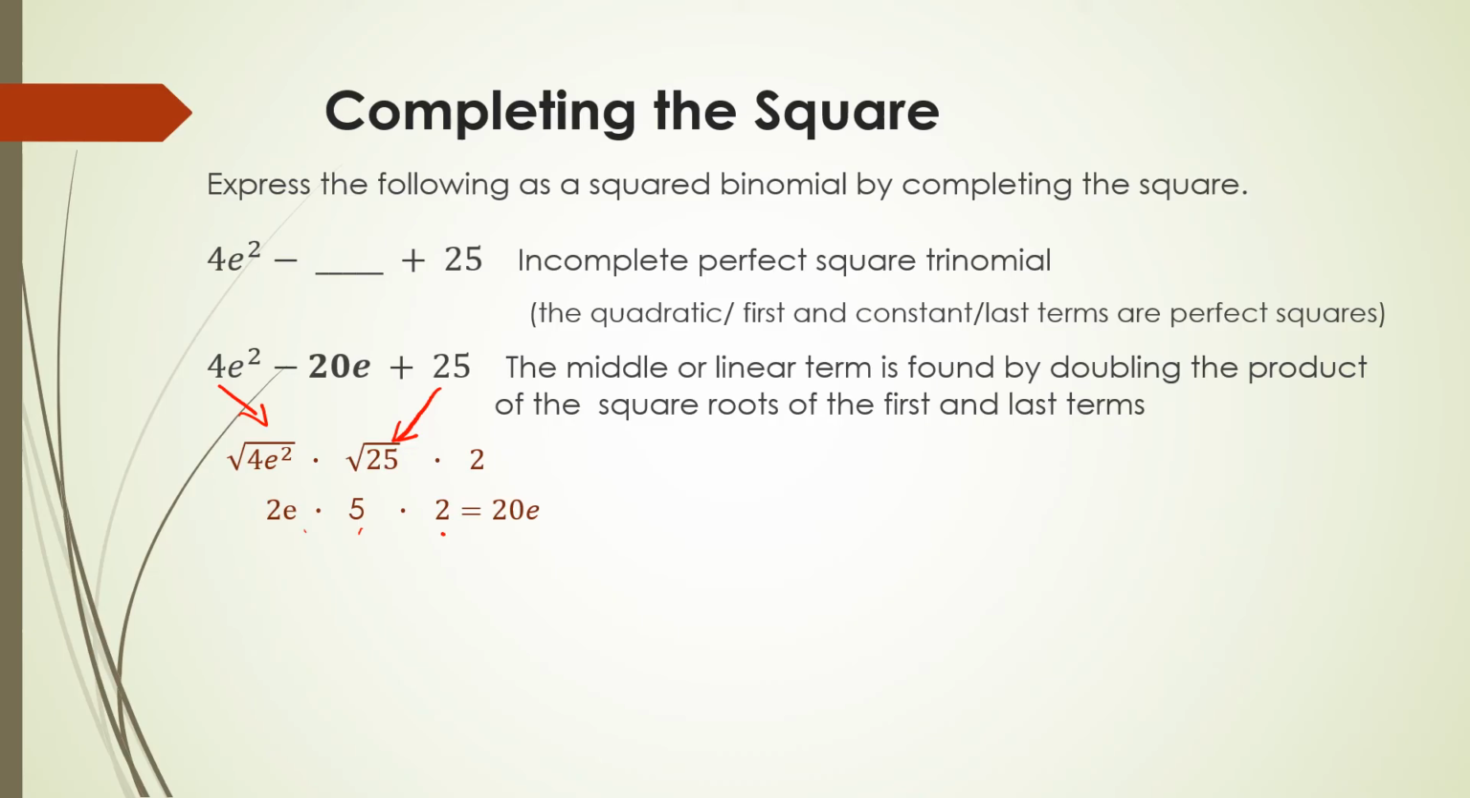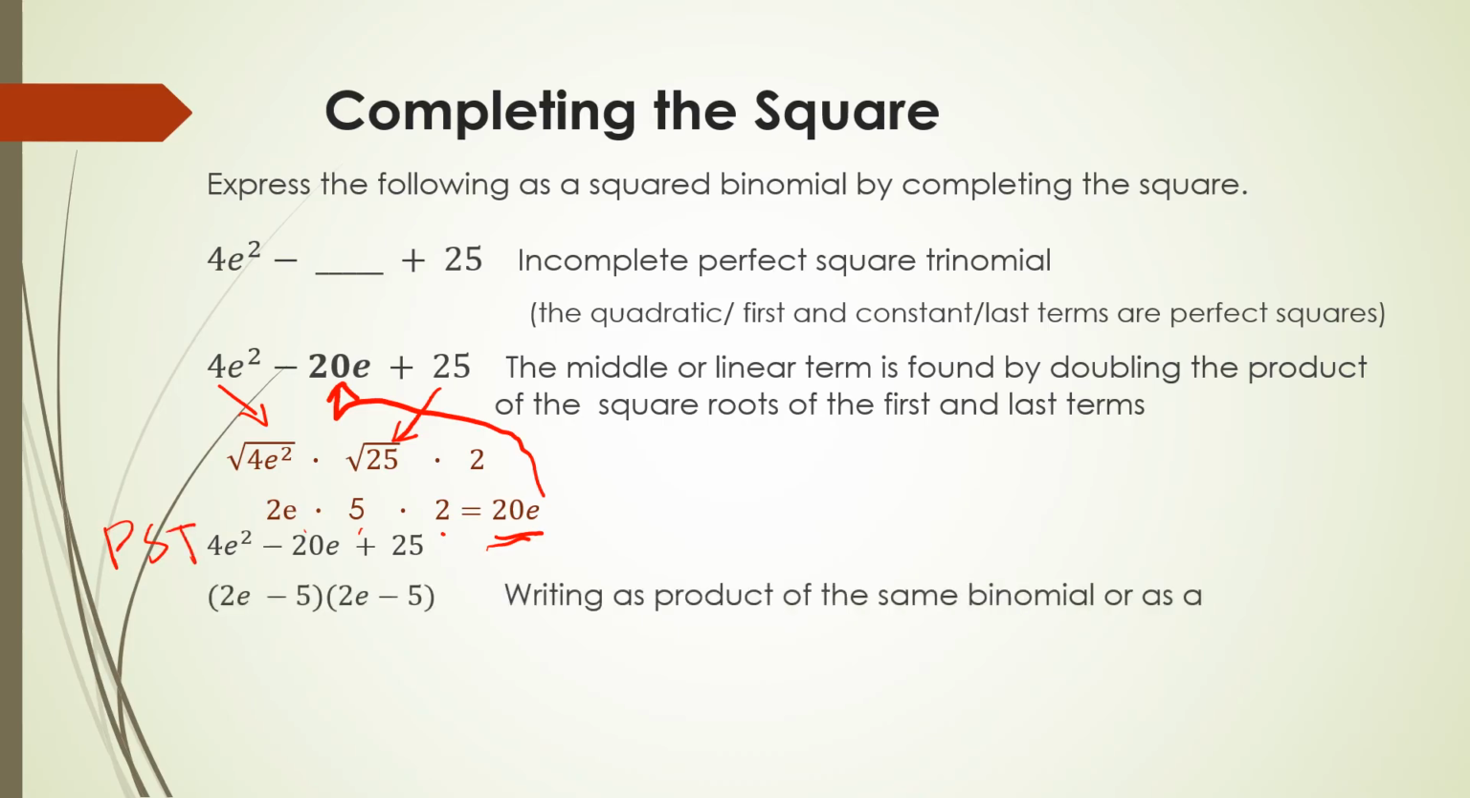Okay? So, yung 20e na nakuha, siya po yung ating middle term or yung tinatawag na linear term. So, since we have the perfect square trinomial, PST na to ang tawag dito, pwede na natin siyang i-factor. I-factor into 2e minus 5, 2e minus 5. Okay? Or, pwede mo siyang isulat as 2e minus 5 quantity squared.